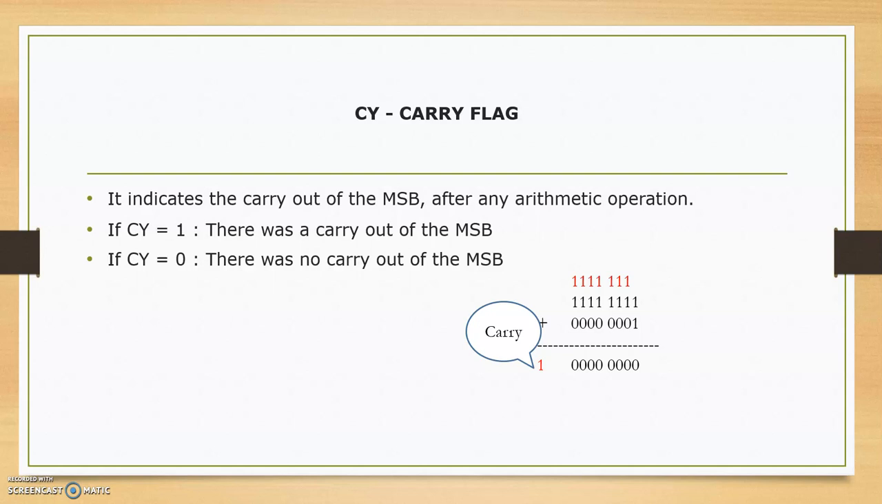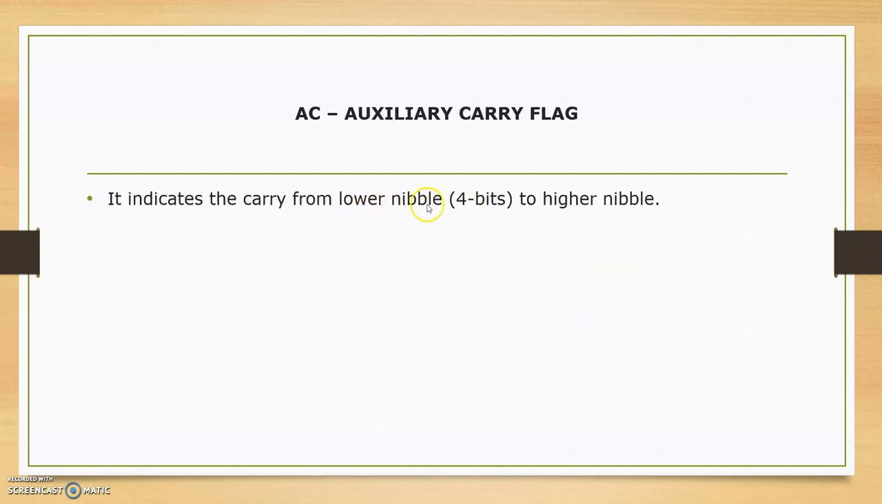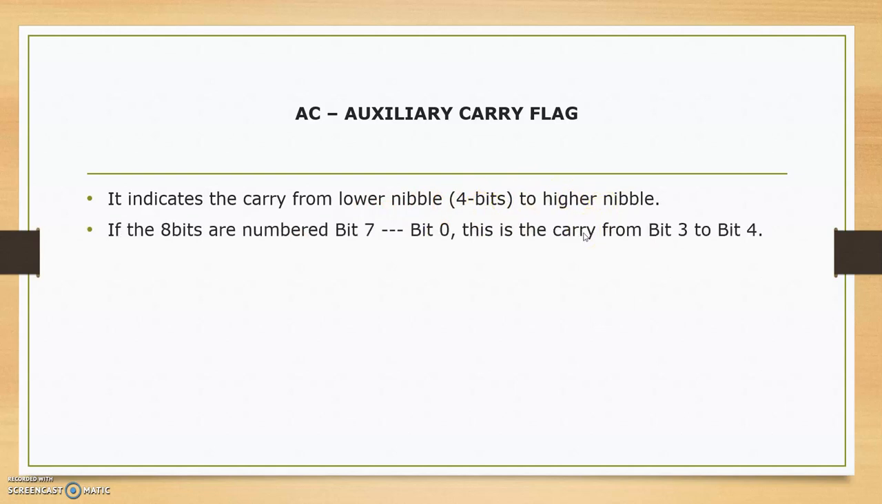So in a byte, we have 2 nibbles. The lower 4 bits are called the lower nibble and the upper 4 bits are the higher nibble. So we have two nibbles in an 8-bit or in a byte operation. This is the lower nibble and this is the higher nibble. If there is a carry out from the lower nibble to the higher nibble, that indicates an auxiliary carry.